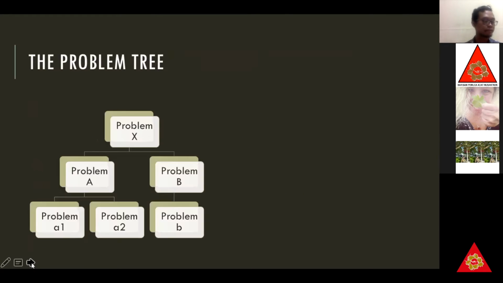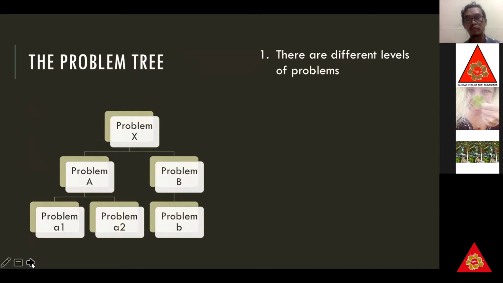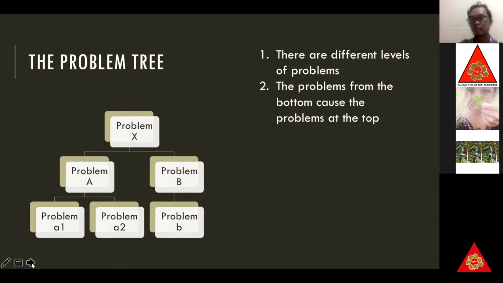But right now, what's the problem tree? The problem tree tries to, in a village or in a province, wilayat, you have a lot of problems. So you try to make an order in the problems and make different levels of problems. Some are more important than the others, and also there's a relationship of cause and effect in the problems.